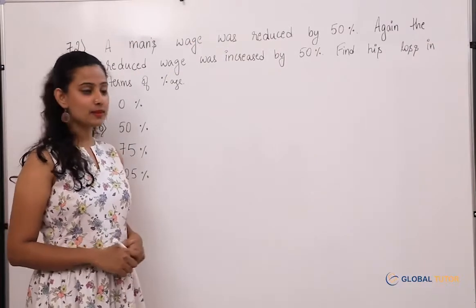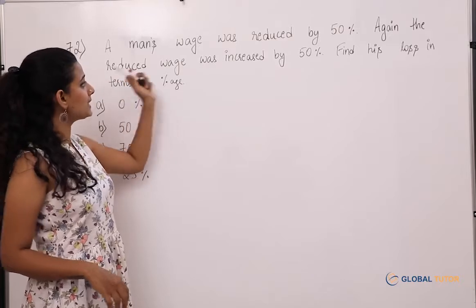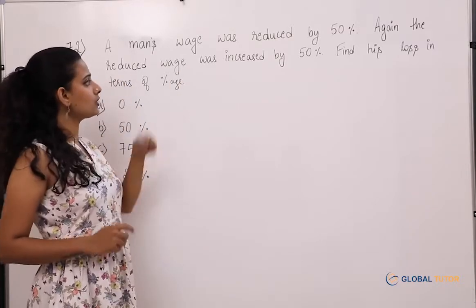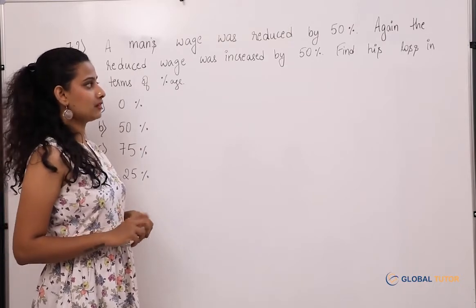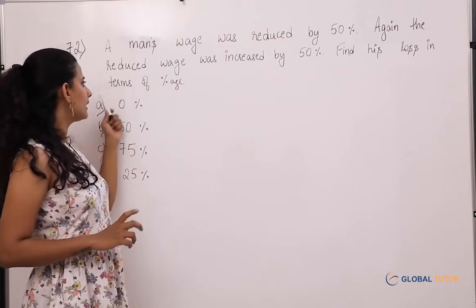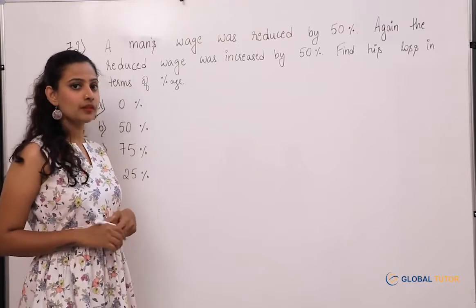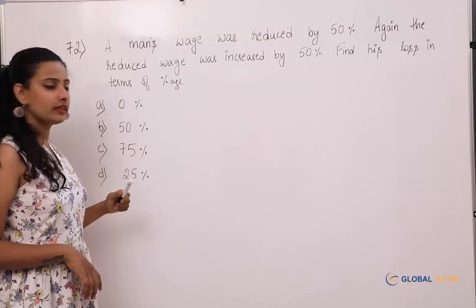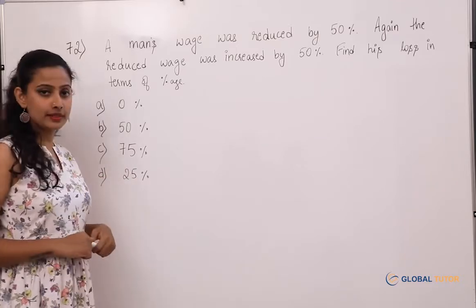Let us start today's episode with this question. A man's wage was reduced by 50%. Again, the reduced wage was increased by 50%. Find his loss in terms of percentage. We got four options here: 0%, 50%, 75% and 25%.